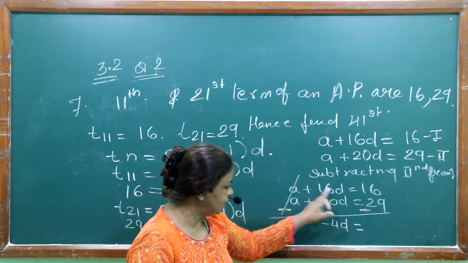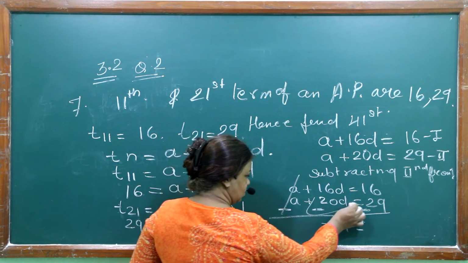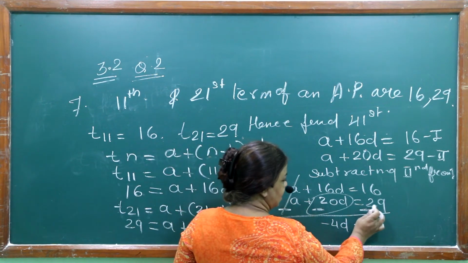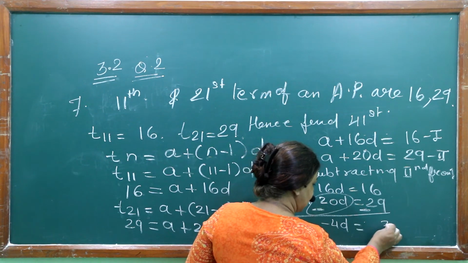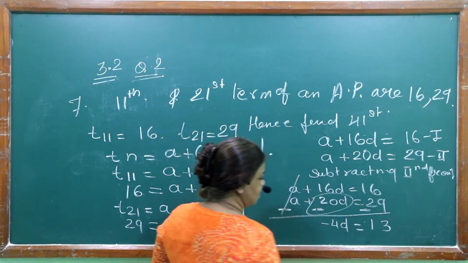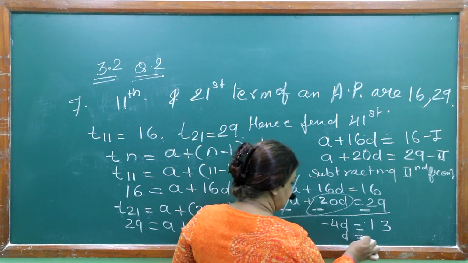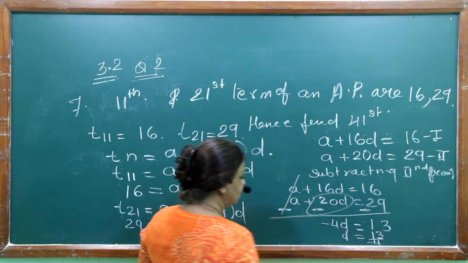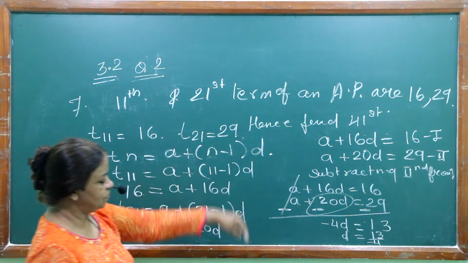See, 16 sign is plus, 20 sign is minus now. So 16 minus 20 is minus 4d, and 29 minus 16 is 9 minus 6 is 3, and 2 minus 1 is 1, which is equal to d, 13 upon minus 4. So we got the value of d, and we have to place the value of d in any one equation.